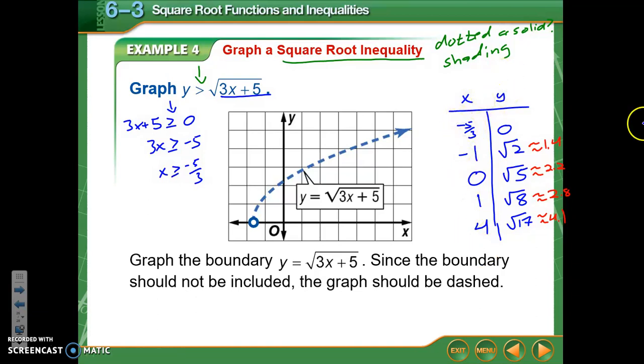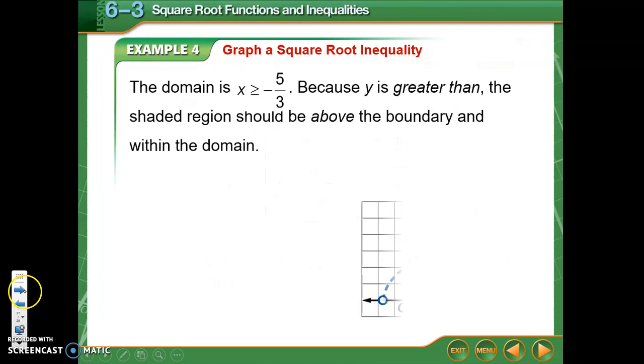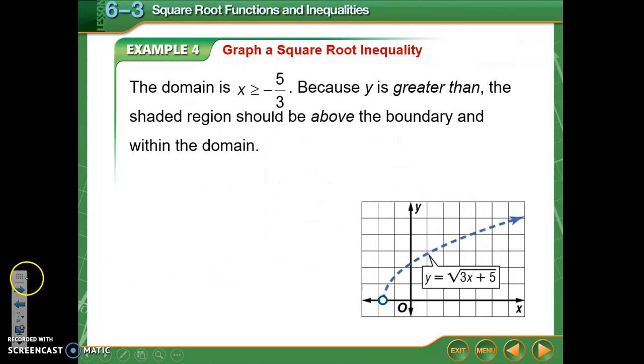Then notice I set up a table of values. I end up getting irrational numbers, so here I just rounded them to the nearest tenth. Notice I started going with -1, 0, and 1, and then I skipped ahead to 4. That helps you get a little bit more variety of points that you can graph. And then we graph the boundary, but the boundary is a dashed line because it's greater than, not greater than or equal to. Okay, so my domain is x is greater than or equal to -5/3.